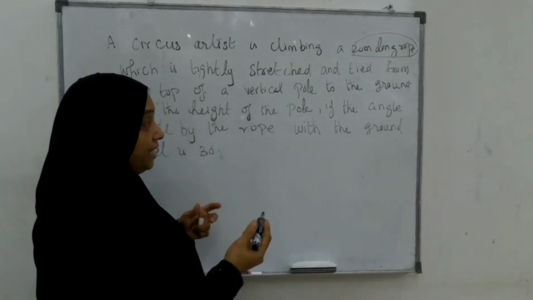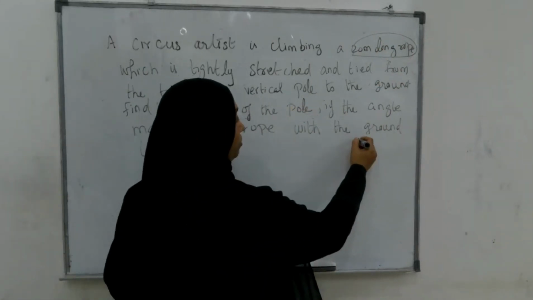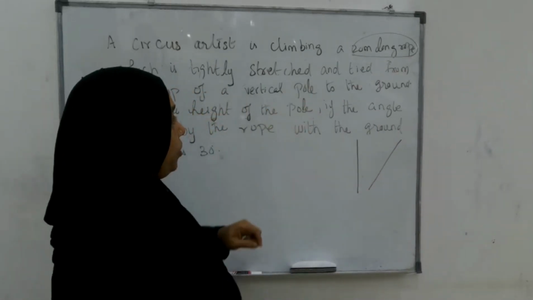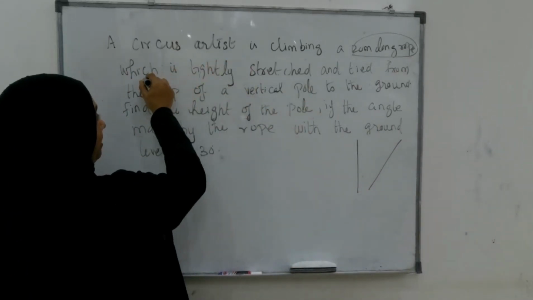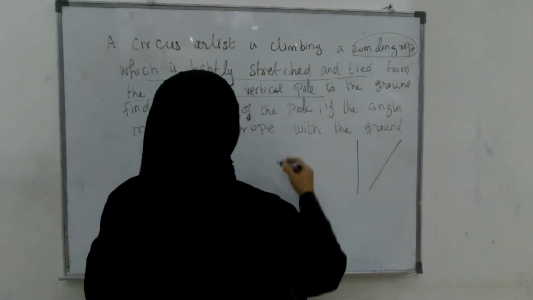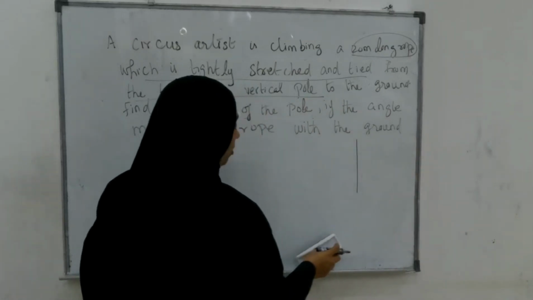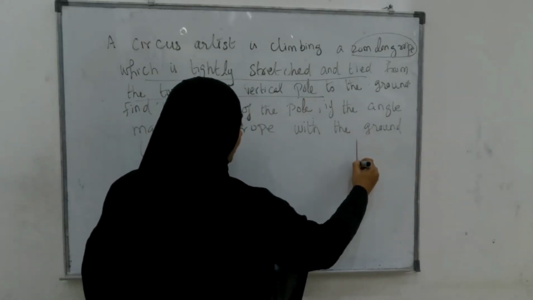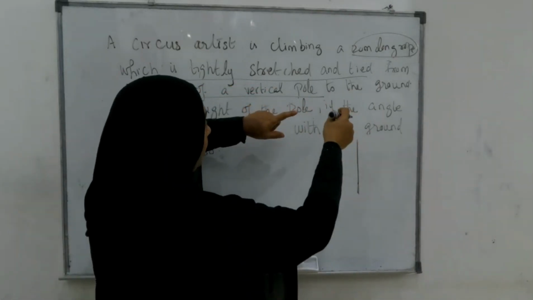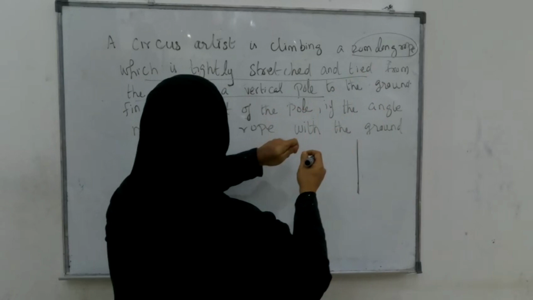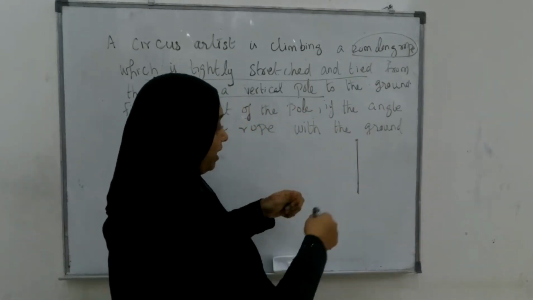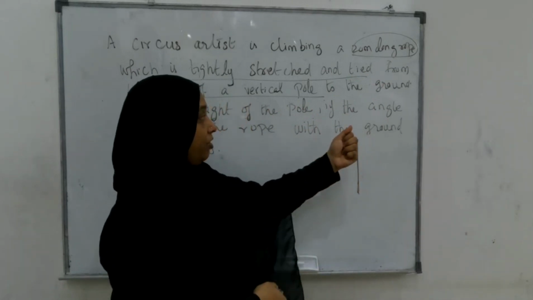How is the long rope going to be used, is it going to fall like this or going to be tied like this? We are going to see that here, which is tightly stretched and tied from the top of a vertical pole. What they have given is a vertical pole. The vertical pole is obviously standing erect. And the long rope is going to be tied from the top of the vertical pole, and stretched very tightly.